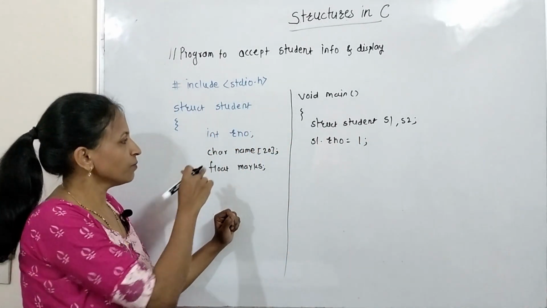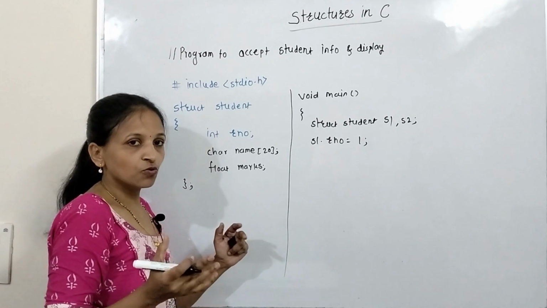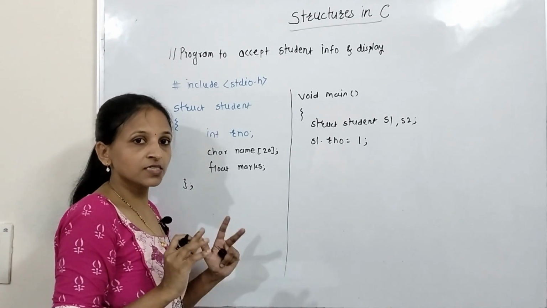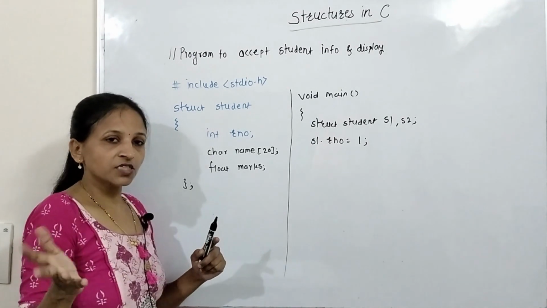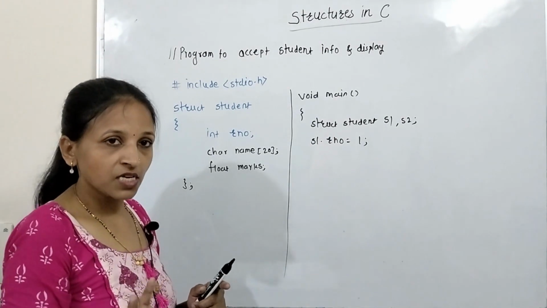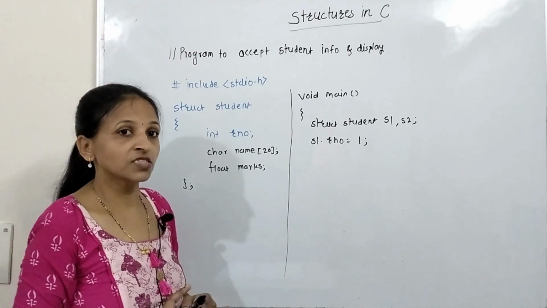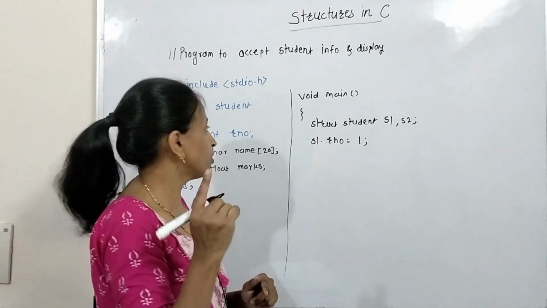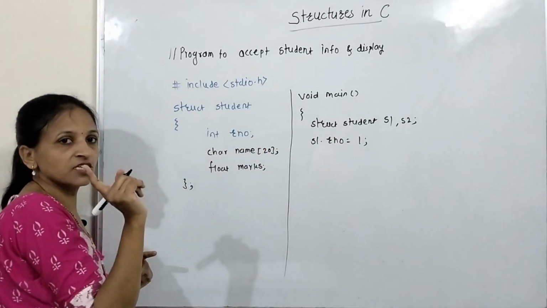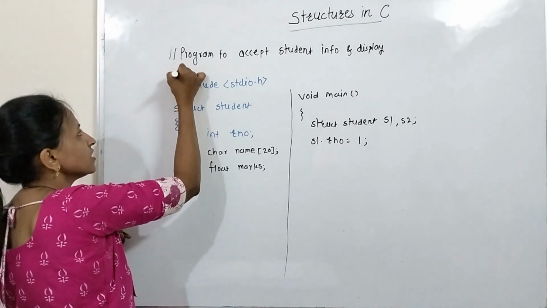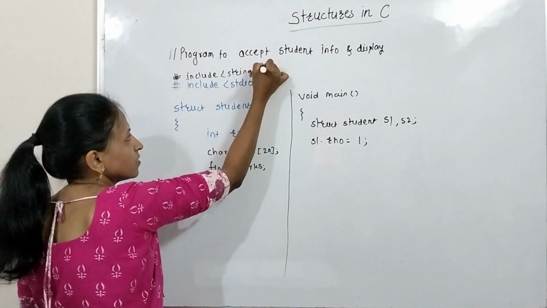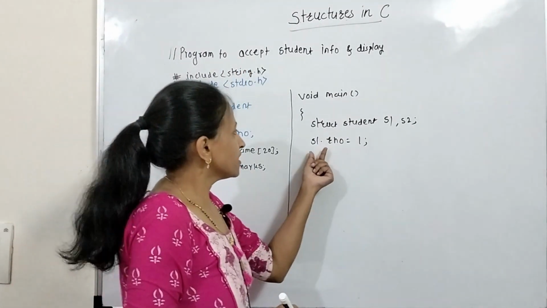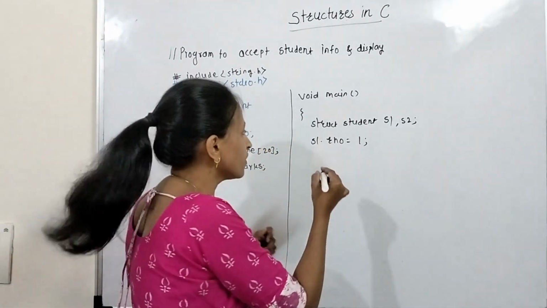Okay, then name I want to store here. For storing a name we cannot use the assignment operator directly. See, we cannot copy one string to another string with the help of the assignment operator. For that we have to use strcpy, and for that we have to include string.h also. Then only we can use strcpy. Okay, now see, s1.rno equals 1.